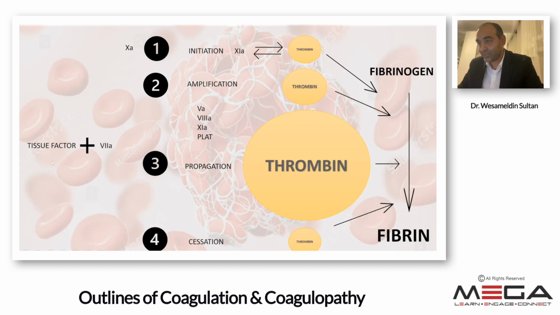Phase 1 starts when tissue factor combines with activated factor 7. This combination activates factor 10 and starts to initiate or generate a little thrombin. Thrombin and activated factor 11 have a feedback relationship. This is the primary response to the bleeding. Then thrombin starts to be generated more. This is phase 2, amplification, with the aid of activated factors 5, 8, 11, and the platelet itself. Then propagation, more and more thrombin, and then after that, cessation of thrombin generation.